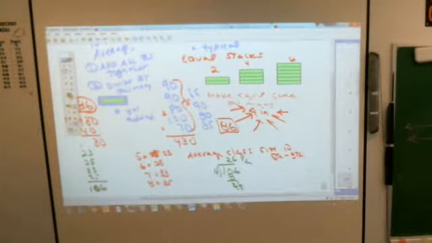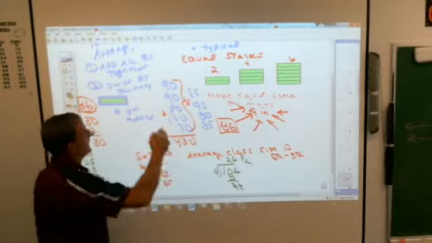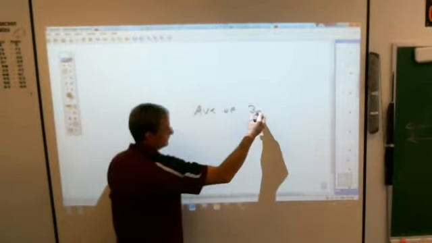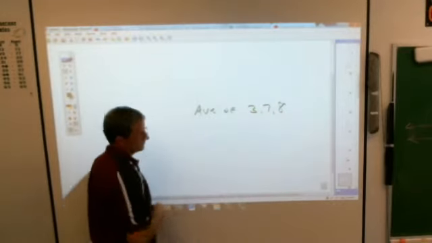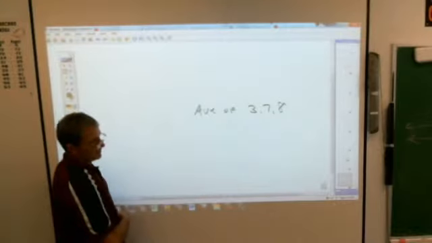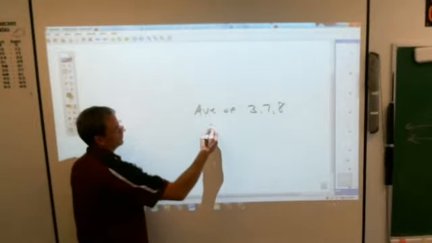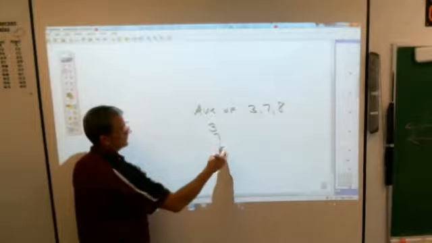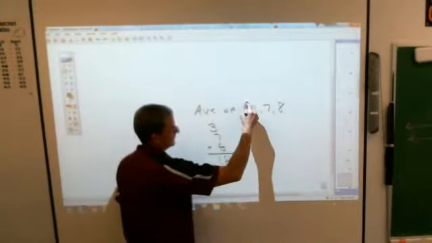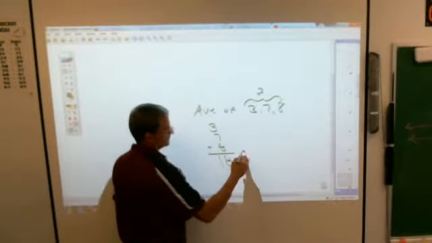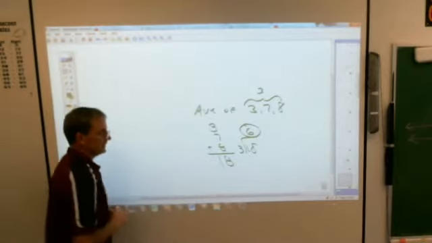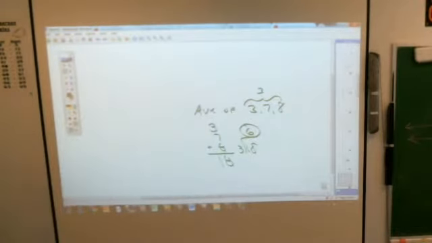Okay. How about this? What would be the average of 3, 7, and 8? Again, you gotta know it's not gonna be lower than 3 and it's not gonna be higher than 8. Well, if we don't know, we take 3 and we add 7, we add 8 together, that's a grand total of 18. What do I have to divide 18 by? How many numbers are there? 3, so 18 divided by 3 is 6. The average of 3, 7, and 8 is 6. Okay.